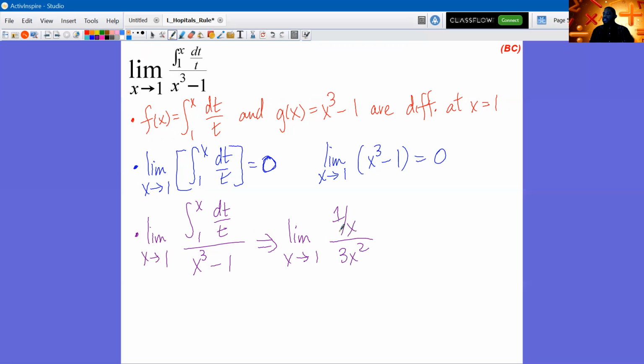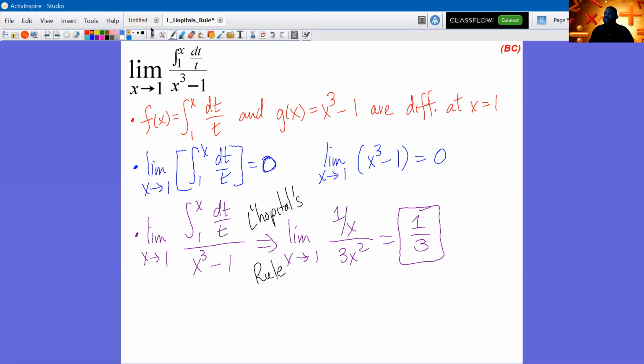And I'm going to talk about this result. And so when you plug in the 1, you get 1. Okay, so first thing is they use L'Hopital's rule. Second of all, let's talk about this derivative.